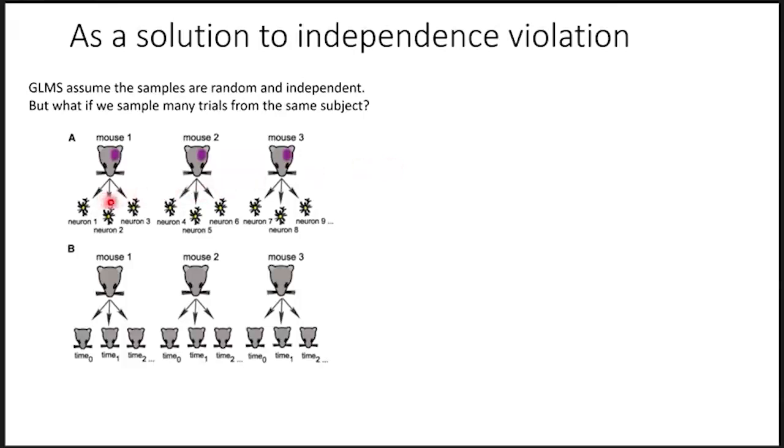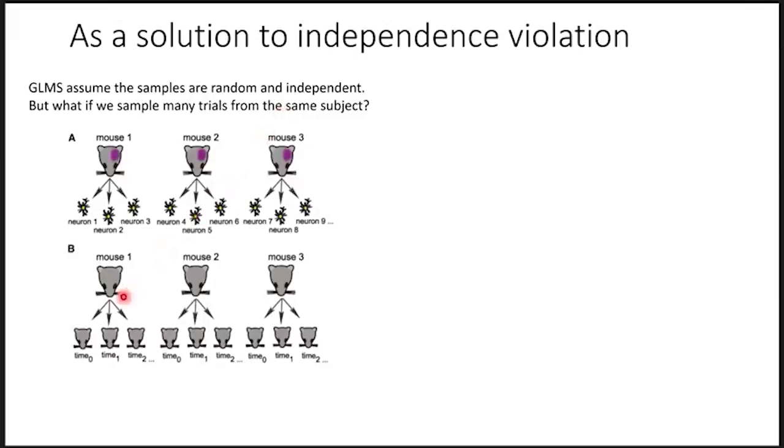However, if I sampled these 3 neurons from this one mouse and these 3 neurons from this one mouse, they're not really independent. They have some correlation between them, right? We say that the data is clustered. Instead of being independent, it came from similar clusters, which we want to control for. We want to solve this.